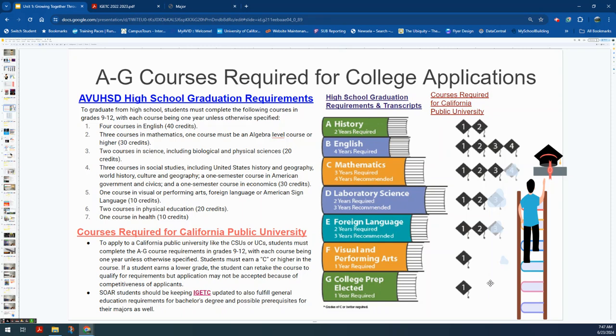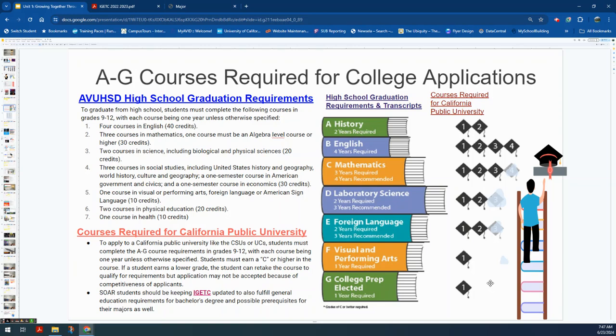The second step is courses required for California Public University, which is any CSU or UC. Students must earn a C or higher in the course, and these are the A through G requirements in order to apply to be accepted to a four-year university that is a CSU or UC.